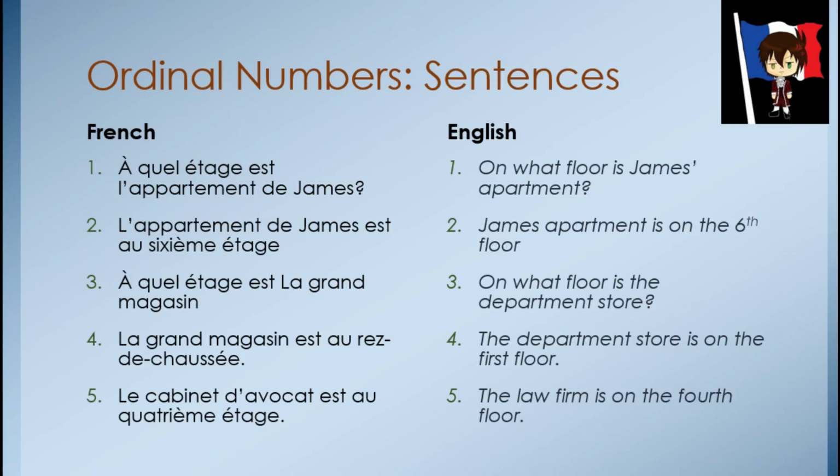So let's see some example sentences. In English, on what floor is James' apartment? So that will be à quel étage est l'appartement de James? Second example, James' apartment is on the 6th floor. L'appartement de James est au 6e étage. Alright, so last example tayo. The law firm is on the 4th floor. Le cabinet d'avocat est au 4e étage.